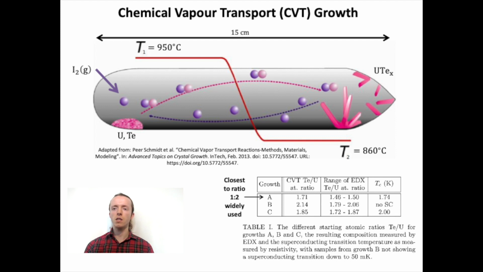Growth C of an intermediate ratio was found to have the highest superconducting transition temperature, and we will focus on these samples comparing to samples reported elsewhere. Laue X-ray diffraction can be used to orientate single crystals from each growth, and these could be fully indexed with the reported orthorhombic structure for uranium-tellurium-2.